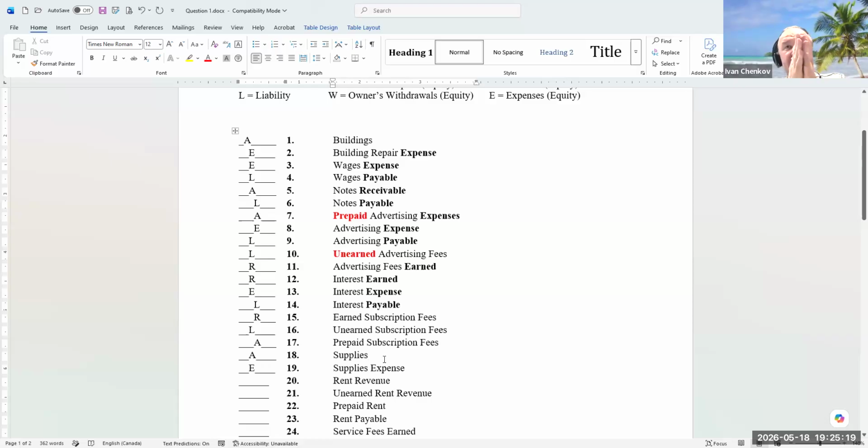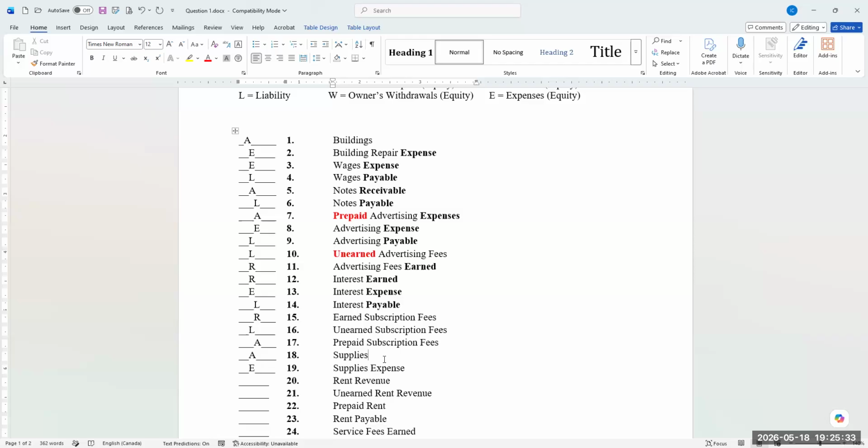Now let's think about it. What's the difference between supplies and supplies expense? What makes it a supply expense? What's the action that's going to make it an expense? Buying them versus having them. So let's think about something. Imagine you're going to the grocery store. You have cash before you go, and obviously we cannot eat cash. We have to buy some groceries. Let's say you buy some vegetables.